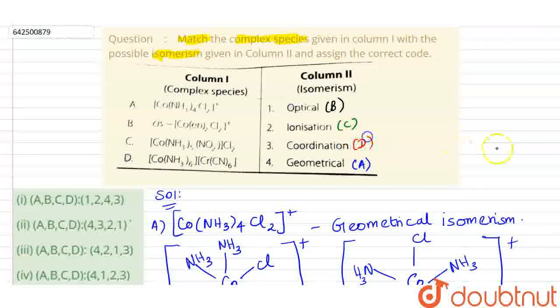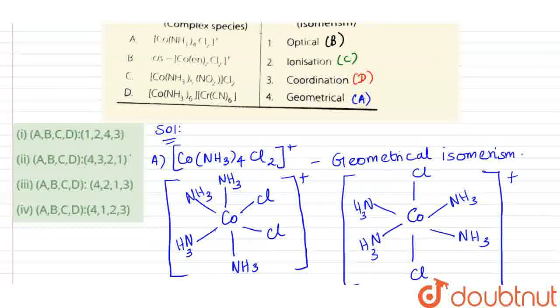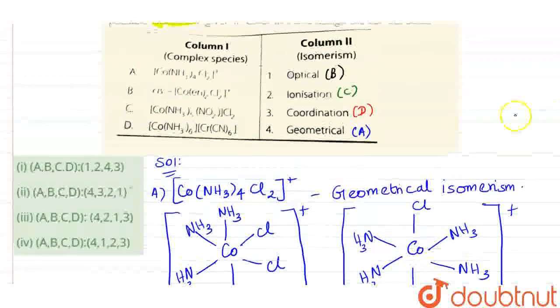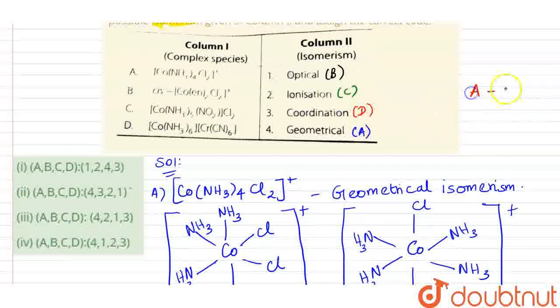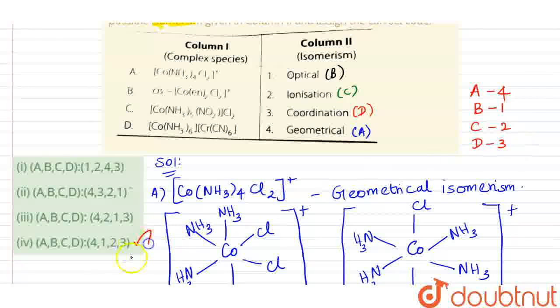So the final one, D, is coordination isomerism. So the answer is A4, B1, C2, and D3. So 4 1 2 3. The fourth option is the right answer. Thank you.